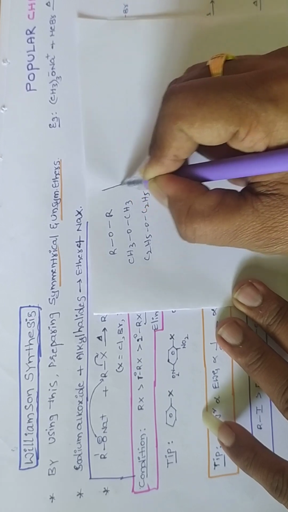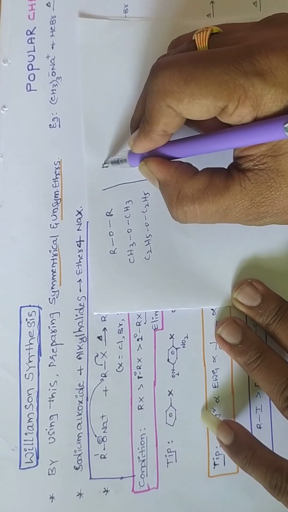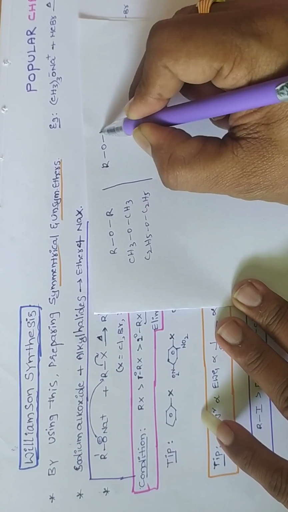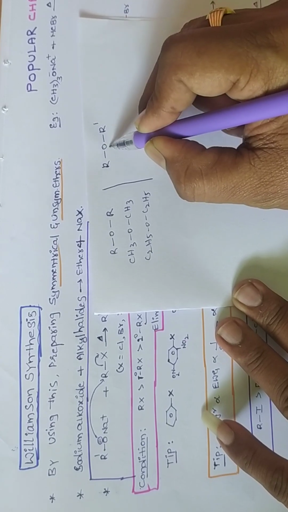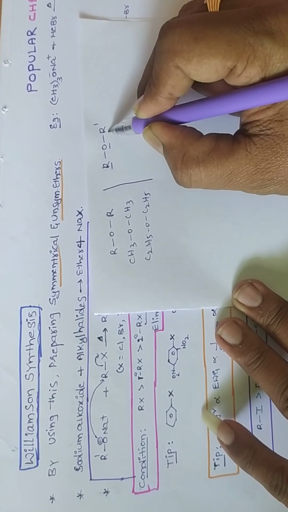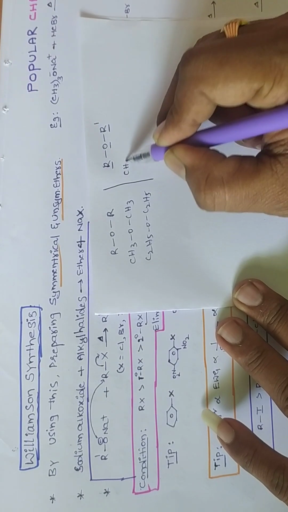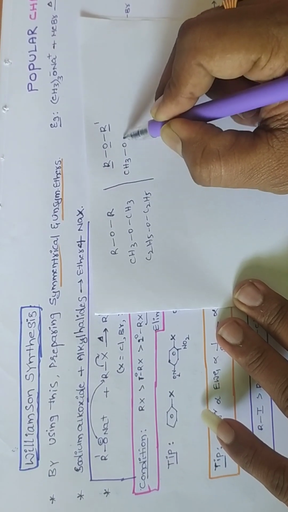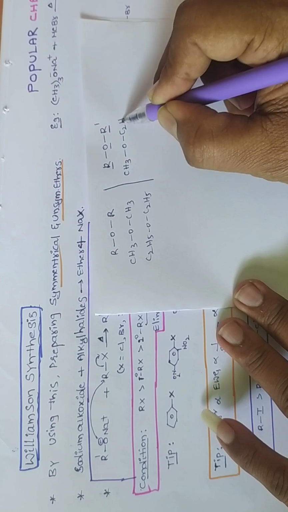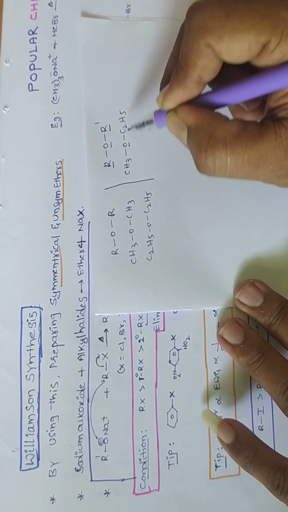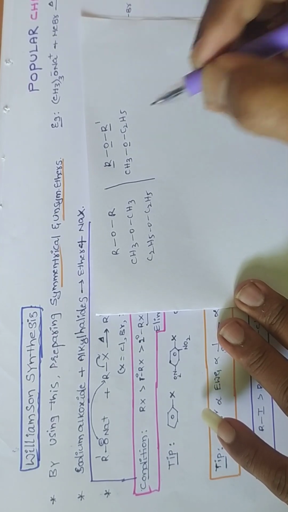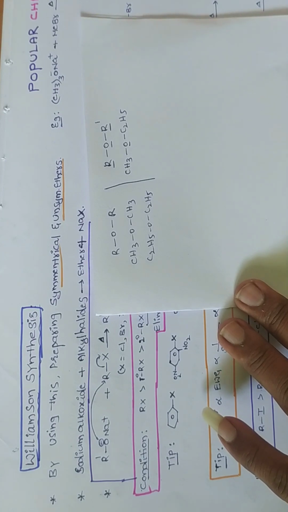Next, what is meant by an unsymmetrical ether? It has the general formula ROR, but to the ethereal oxygen, different alkyl groups are attached, then they are called unsymmetrical ethers. That is CH3OC2H5. To the oxygen, different alkyl groups are attached, then they are called unsymmetrical ethers.